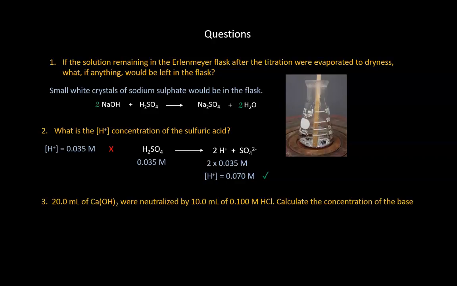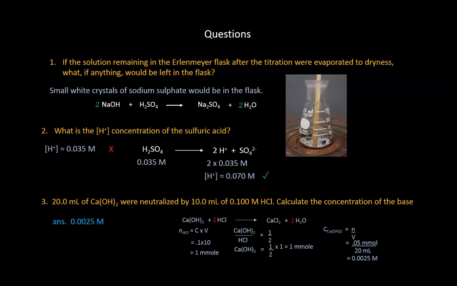Finally, here is a typical question for you to try. 20 milliliters of calcium hydroxide were neutralized by 10 milliliters of 0.100 molar HCl. Calculate the concentration of the base. You should stop here and come back to see if you got the right answer. And here it is. If you didn't get it, this may help. This ends the video on titration calculation.